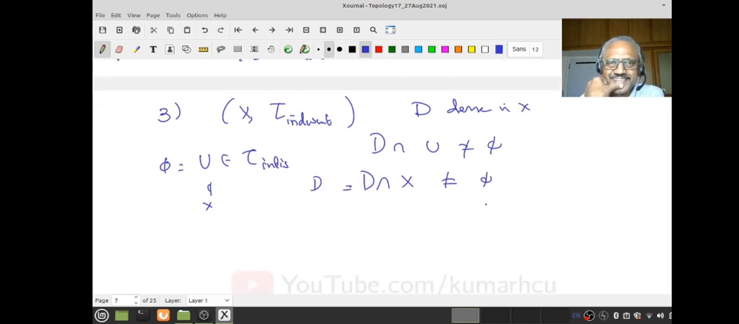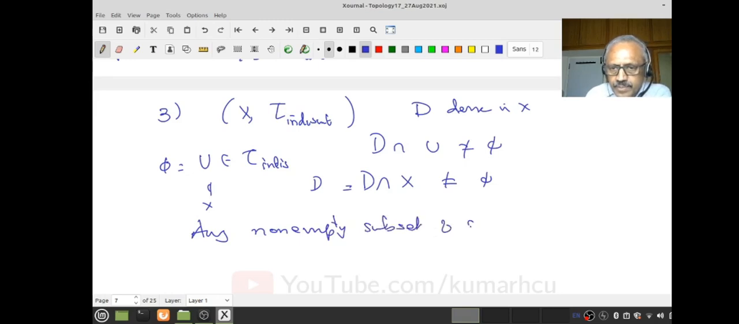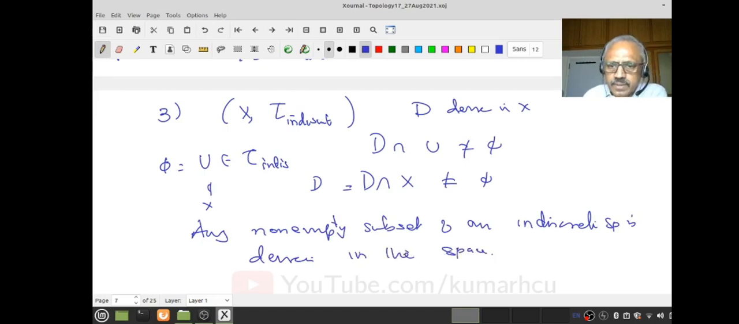Isn't it beautiful? Now we arrive at the result. You see, we are not simply saying, as somebody is saying, that any non-empty subset of an indiscrete space is dense. No, we arrived at it. So we have shown any non-empty subset of an indiscrete space is dense in the space. Okay, so pause, review, proceed.